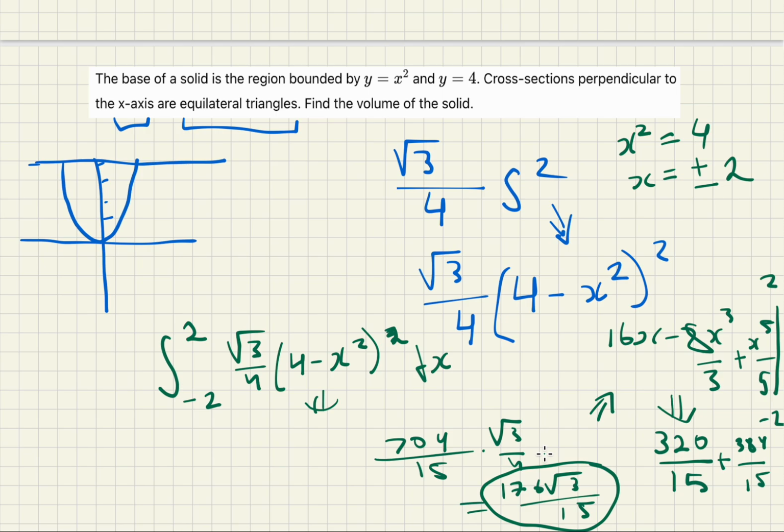And so it's easy to find the volume when the cross sections are given to us. All we need to do is memorize the formula for the area of certain shapes and understand what the value of s will be. So to find the value of s, you just need to subtract the top equation by the lower or the bottom equation. And input s, find the bounds by setting the equations equal to each other, and simply solve the integral, and you'll get the volume.